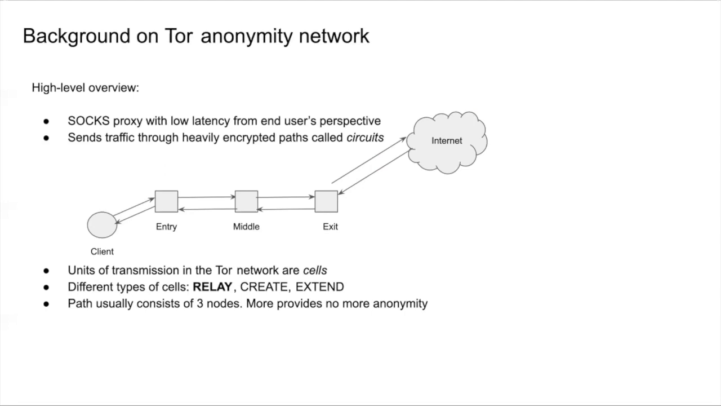So paths or circuits in the Tor network usually consist of 3 nodes. And the reason is that by increasing the number of nodes, we gain no more security or privacy. And so 3 nodes is more than enough.